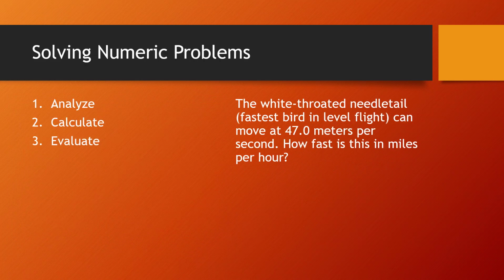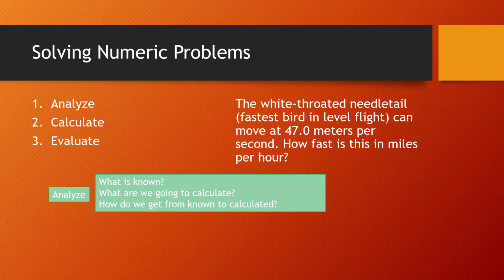So the 3 techniques we will be using are analyze, calculate, and evaluate. So first off, analyze. Determine where we are starting from. So what are the knowns? And what are we going to be calculating? And also, analyzing is kind of coming up with a plan. How do we get from our knowns to our calculations? You're going to find out pretty often that part of the analysis is figuring out what conversion factors we are going to use, or what equations we are going to use.